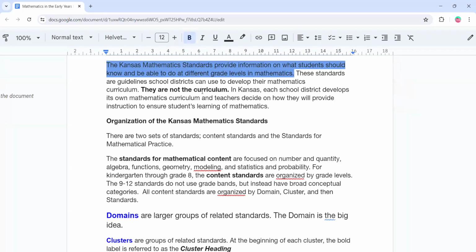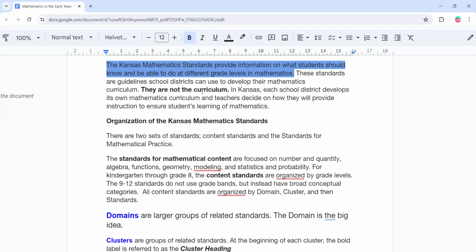These standards are guidelines school districts can use to develop their mathematics curriculum. They are not the curriculum. In Kansas, each school district develops its own mathematics curriculum and teachers decide how they will provide instruction to ensure students' learning of mathematics. Okay. So these standards are guidelines, not basically the curriculum, but every district develops its own mathematics curriculum and teachers decide how they will provide instruction to ensure students' learning.